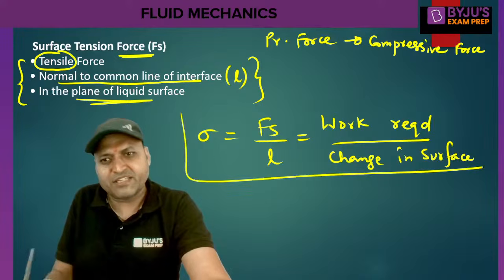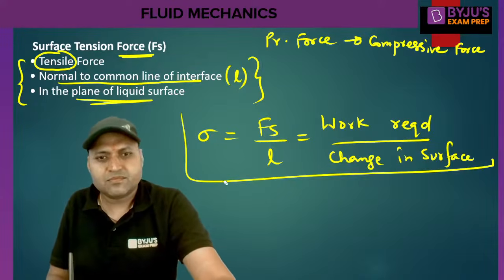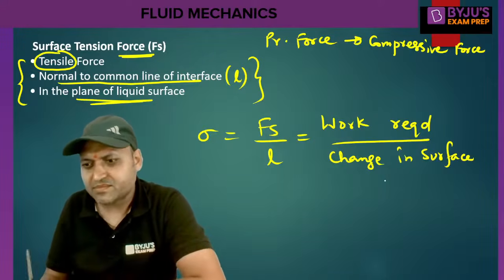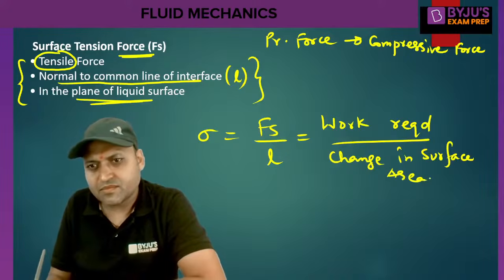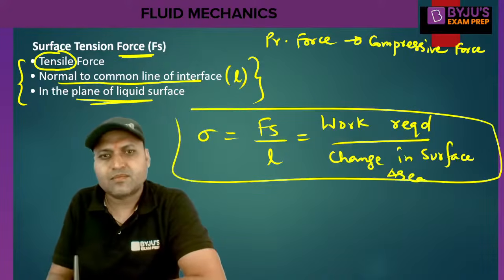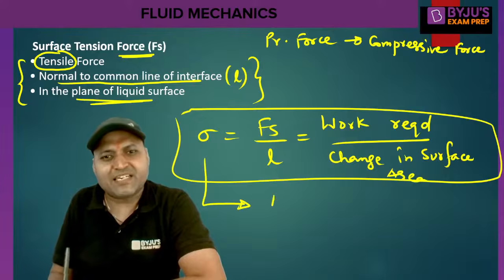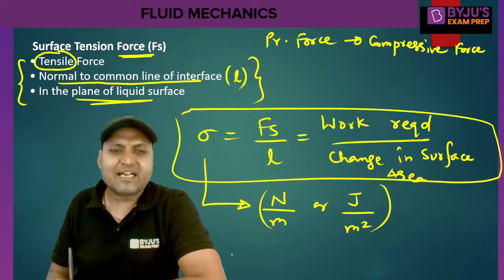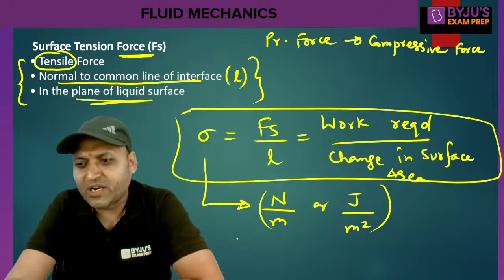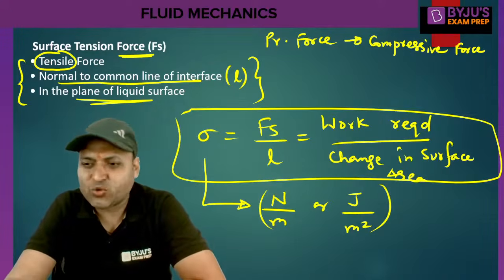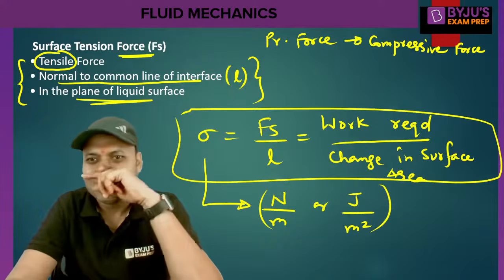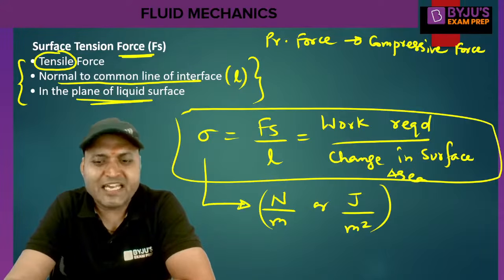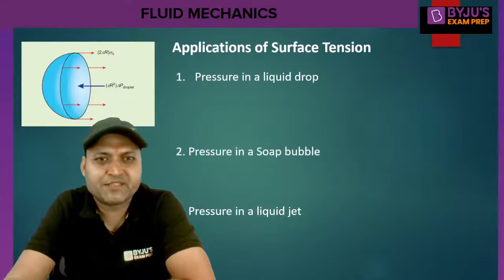What is the unit of surface tension? Newton per meter or joule per meter square. Both are correct. The amount of work required per unit change in surface area, or surface tension force per unit length of the common interface.